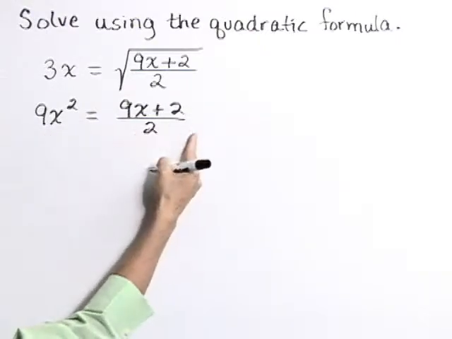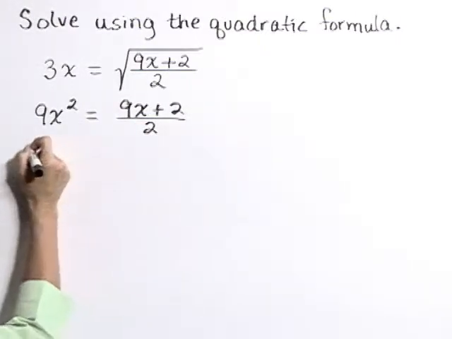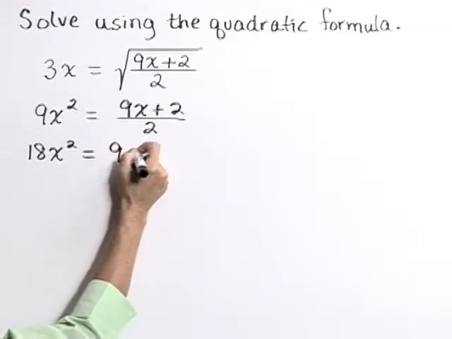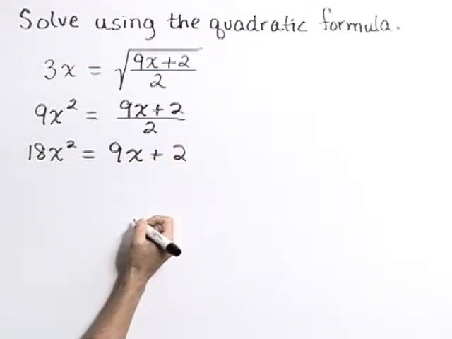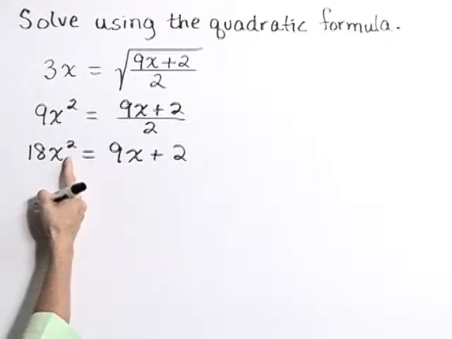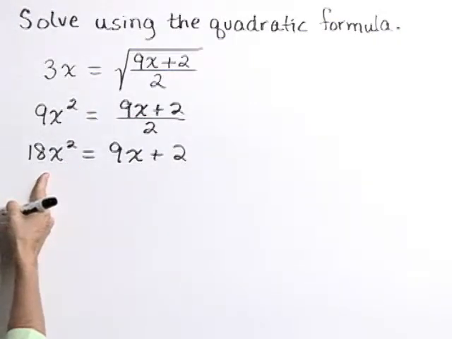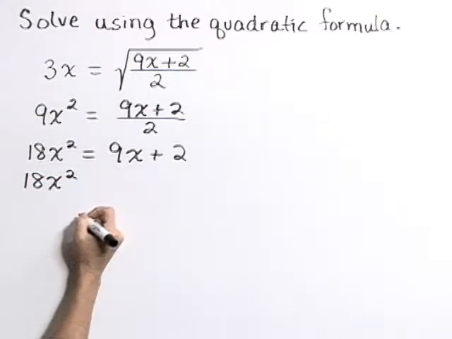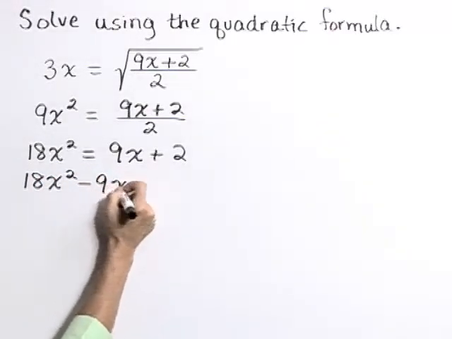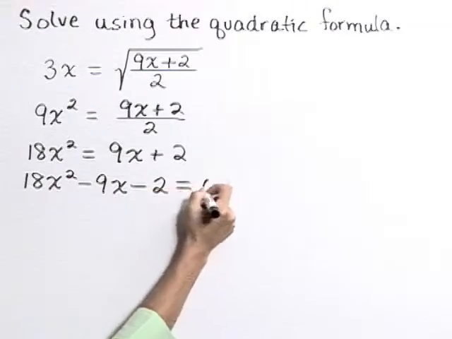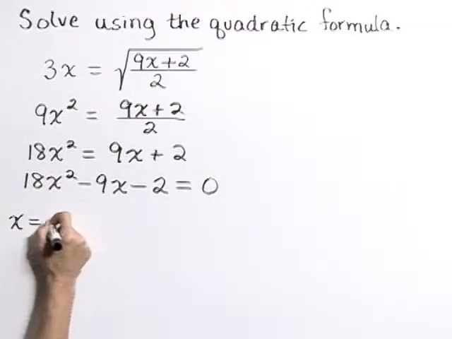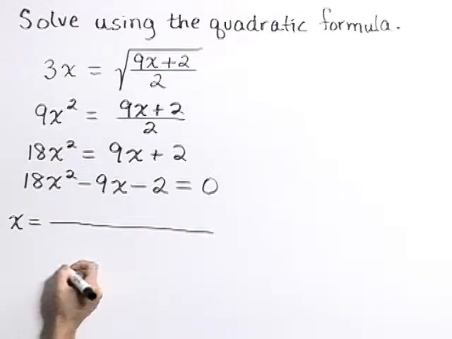Next, multiply both sides by 2 to get rid of this denominator. That gives 18x squared equals 9x plus 2. We see we have a quadratic equation. Let's put everything on one side and write this in standard form as 18x squared minus 9x minus 2 equal to 0. Now let's use our quadratic formula as indicated.